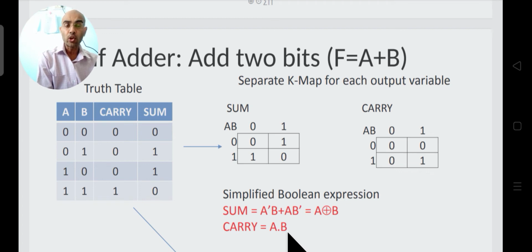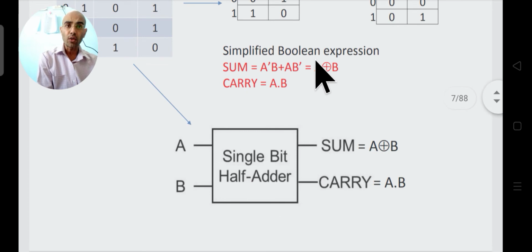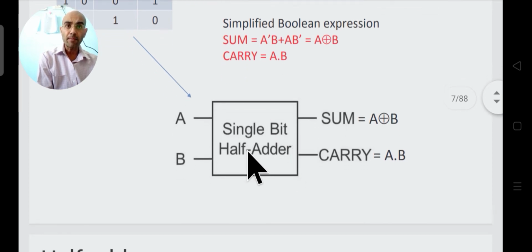So it is A dot B. So we can write it A dot B. So the carry expression, if we simplify, these expressions are written in the simplified form. Once we get this, the black box we have seen earlier is becoming like this now. So this is a single bit half adder.